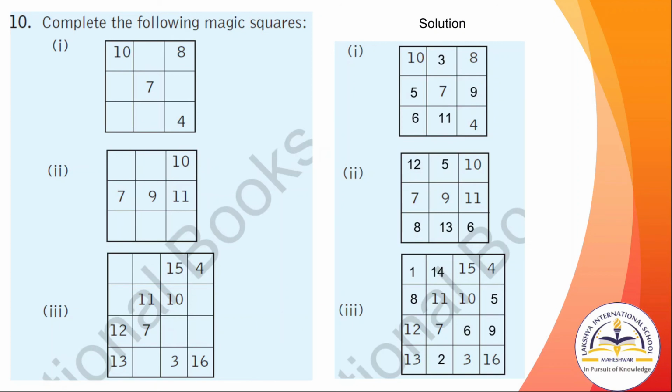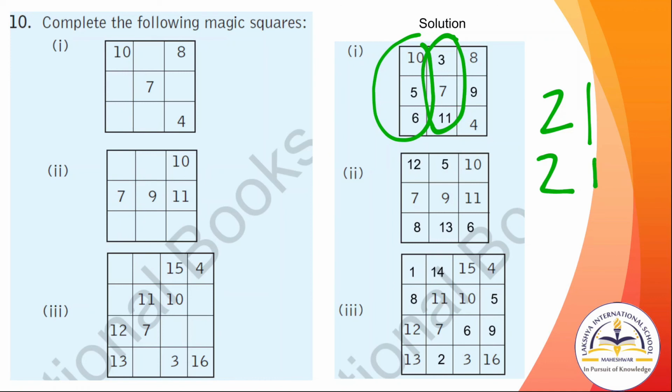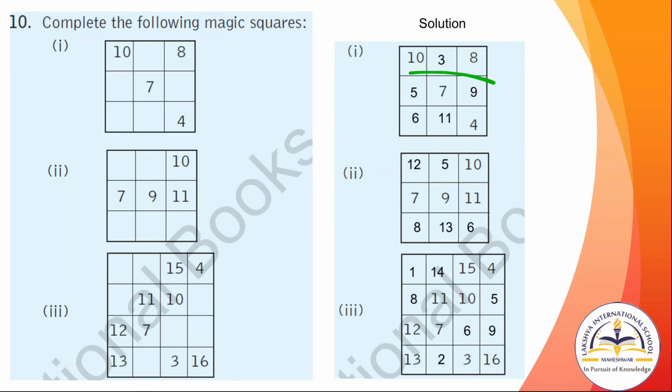Suppose you can see here the numbers are 10, 3 and 8. So the sum of 10, 3 and 8 is 21. Now you can see the sum of 3, 7, 11 is 21. Now you can see 8, 9, 4 sum is 21. In the same manner 5, 7, 9 and 6, 11, 4, the sums of these numbers are also 21. So in this manner you have to solve these questions.